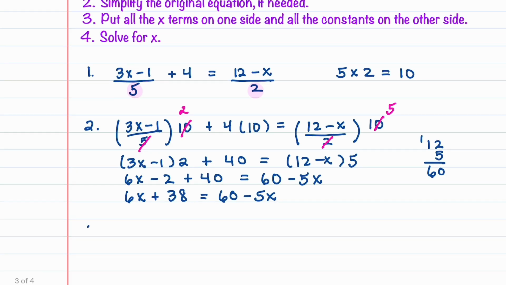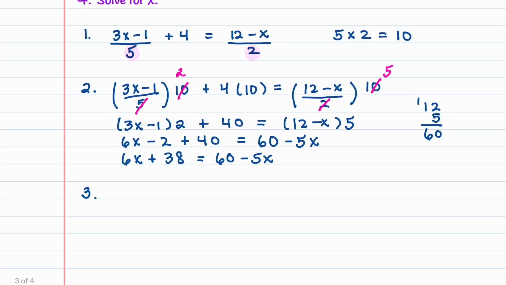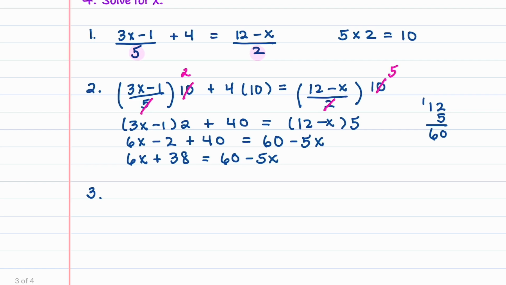Now let's go on to our step 3. Our step 3 says we're going to put all the x's on one side and all the constants on the right-hand side. Let's do this one at a time. I think that'll be easier. Let's put our x's on the left first. So our left-hand side is 6x plus 38, and we're going to get rid of the 5x on the right, so we're going to have to add 5x.